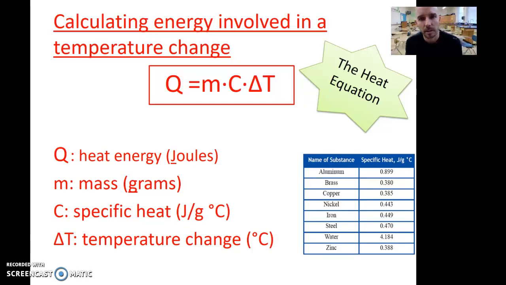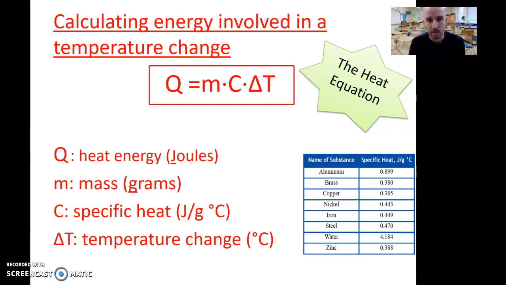So first of all, we see in the box here the heat equation, Q equals mc delta T. The heat equation involves four variables. Q, which stands for thermal energy or heat energy that's transferred in or out of an object when it changes temperature. M stands for mass, and for this class we'll mostly use grams for mass. C is the newest, most unusual thing for most students, and that is the specific heat. The specific heat is the amount of energy required to change the temperature of a substance by 1 degree Celsius. So it has this weird unit, joules per gram degree Celsius.